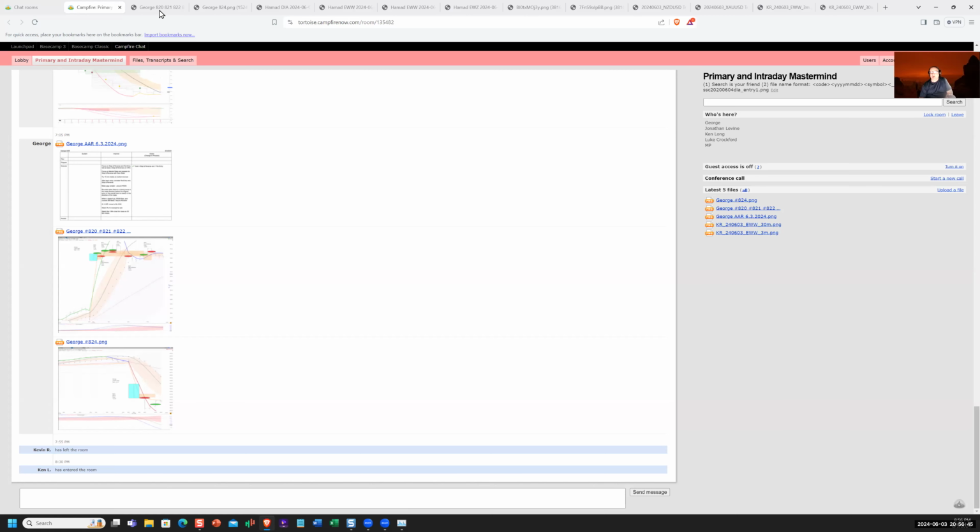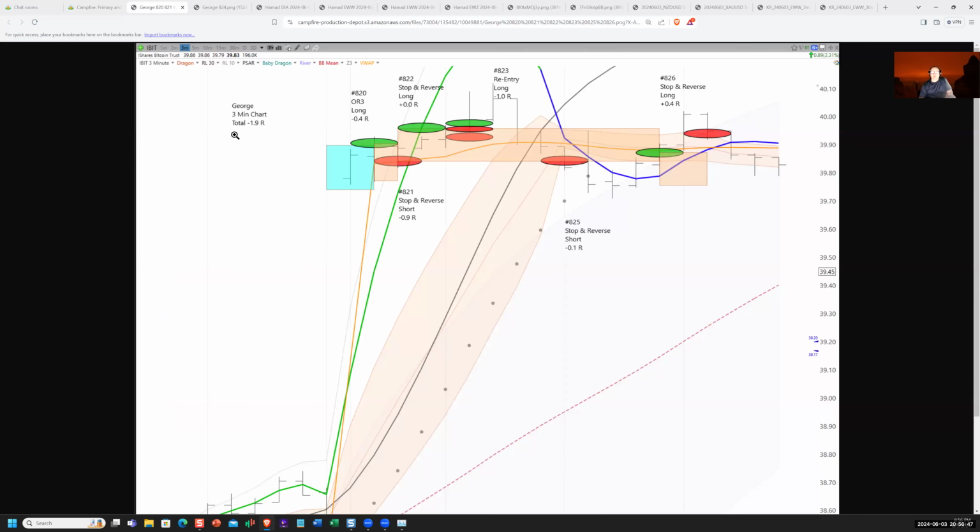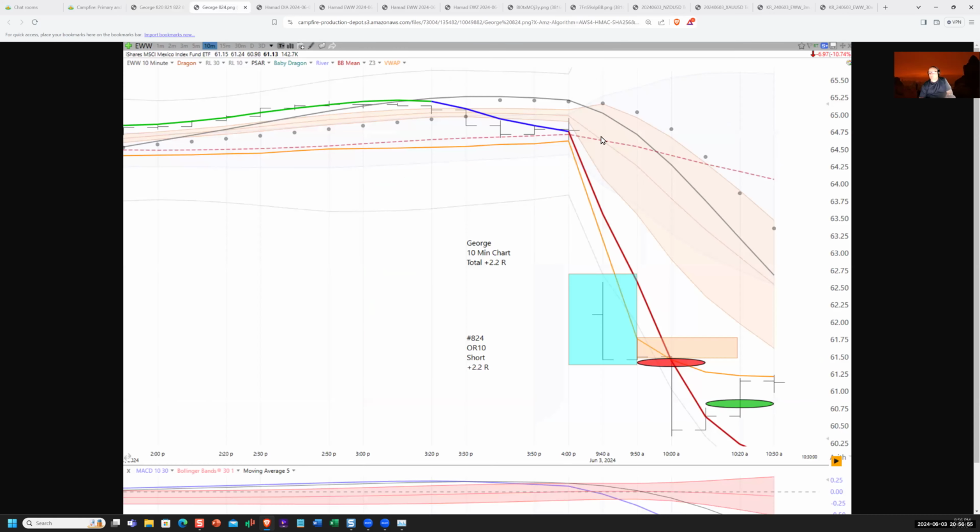So, George, working the 3-minute chart with Bitcoin gets chopped up quite a bit. There was not much movement on that today. So the chop gets him. But the 10-minute chart on Mexico in the first hour of the day overcomes all of that.